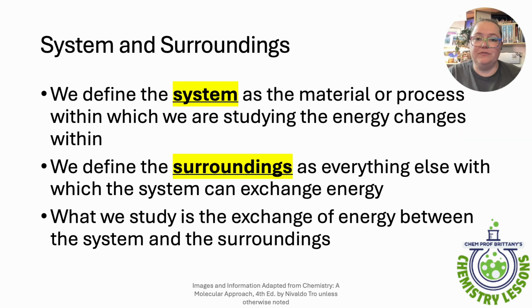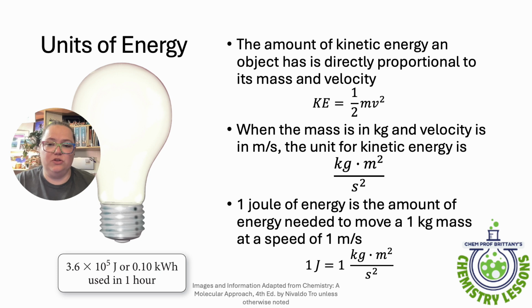I just used a couple of terms that I need to clarify so that we all are on the same page here. We define our system as the material or the process that we are studying that the energy is changing within. And then the surroundings is quite literally everything else. So what we do is we study the exchange between that system and its surroundings.